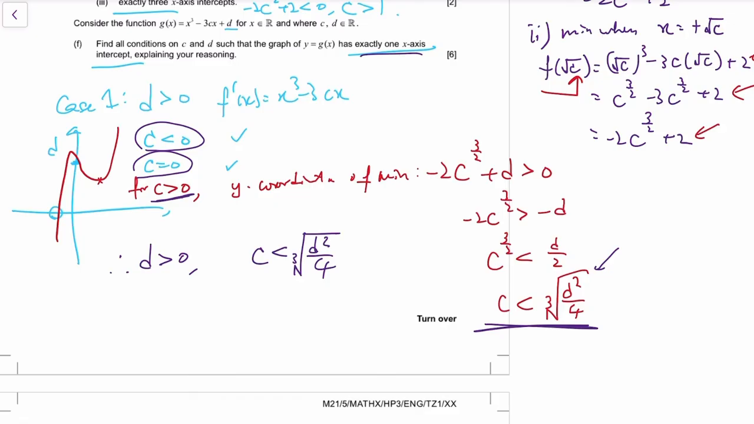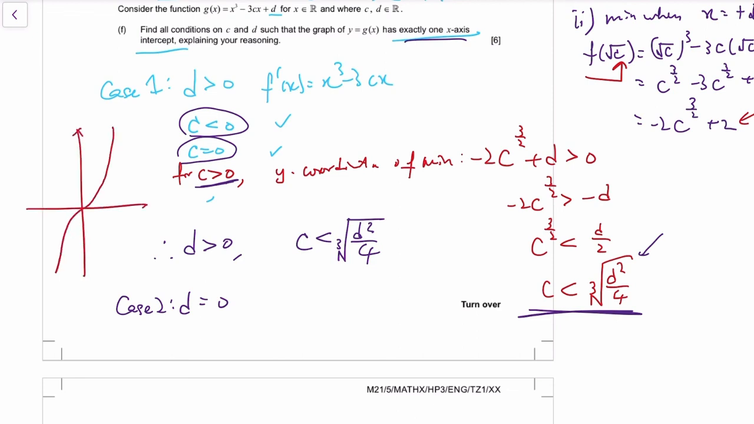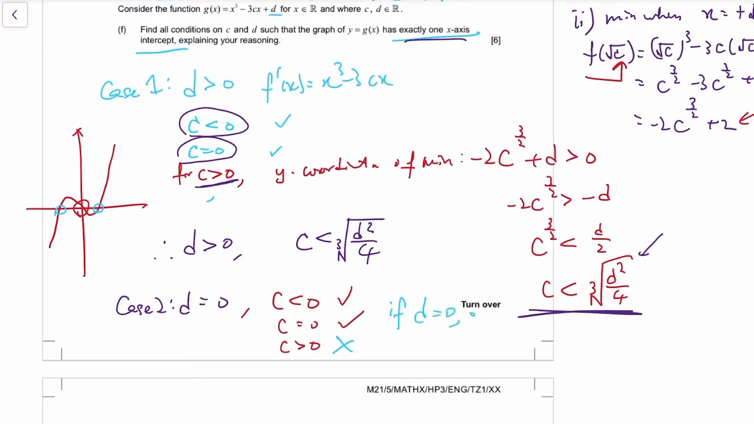Okay, case 2, what if d is 0? If d is exactly 0, then the picture becomes, you have a y-intercept there. If c is less than 0, remember it would have no maximum, no minimum, then there's only one x-intercept, so that's fine. If c is 0, the picture will look like a horizontal point of inflection, so that's also fine. But if c is bigger than 0, there would be a maximum and minimum, so the graph would have to look like this. Then you have no way of having only one x-intercept, because once you have a maximum and minimum, you will have the other two x-intercepts, right? So that just doesn't happen. So if d is equal to 0, c will have to be less than or equal to 0.